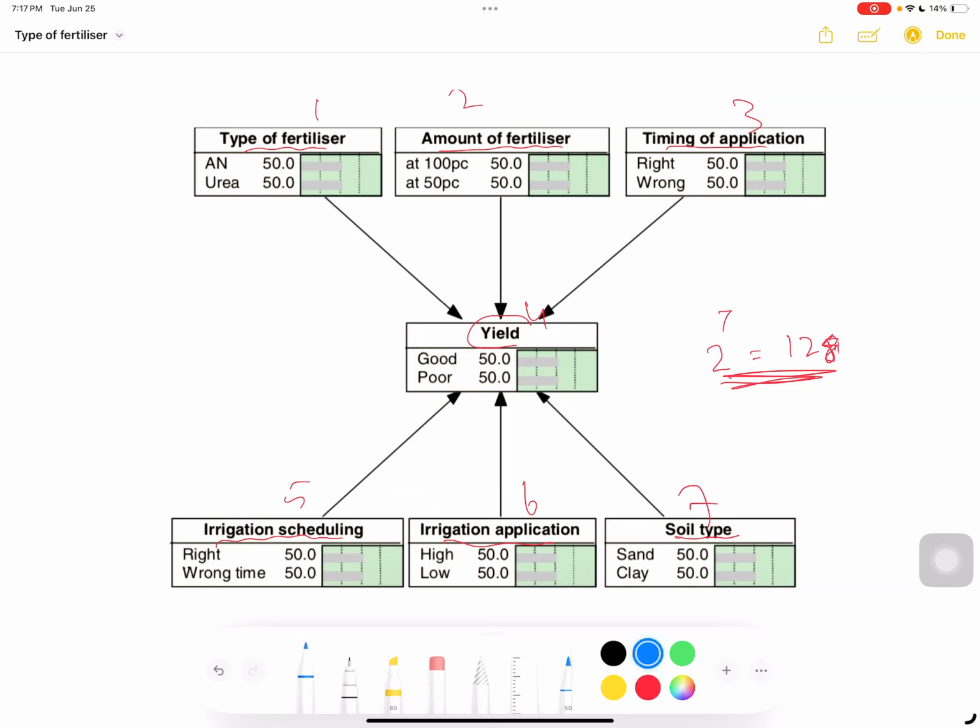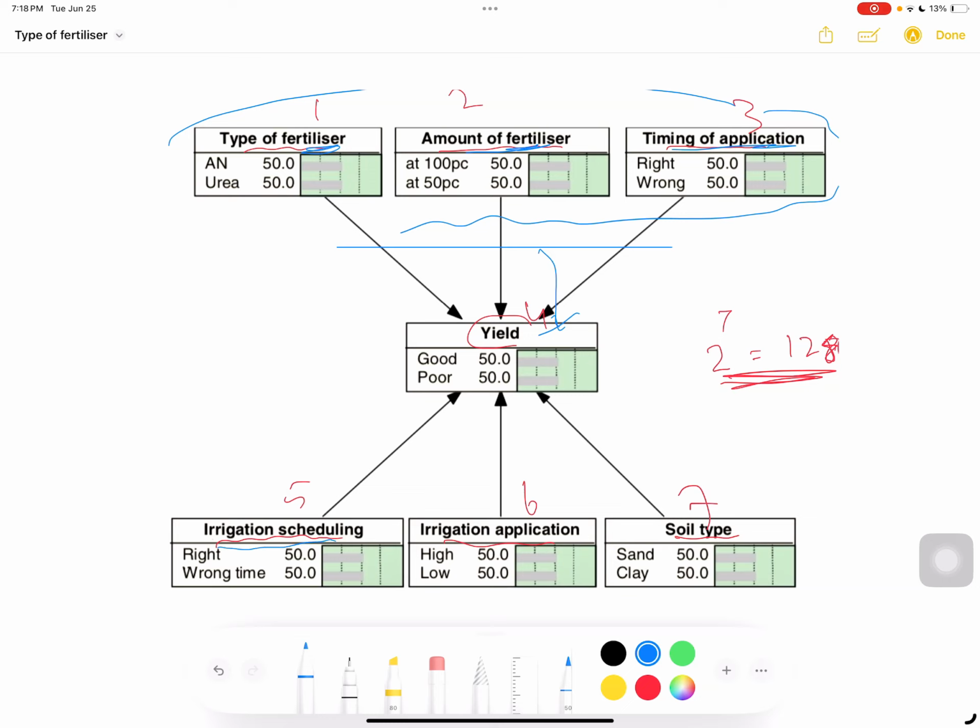Instead, what we can do is combine these 3 similar variables. As you can see, this is the type of the fertilizer, the amount of the fertilizer, and the timing of the application. I can introduce an intermediate synthetic node in between, in which I will take the input from these 3, and one output can go into the yield. I will show you in a few minutes what I mean.